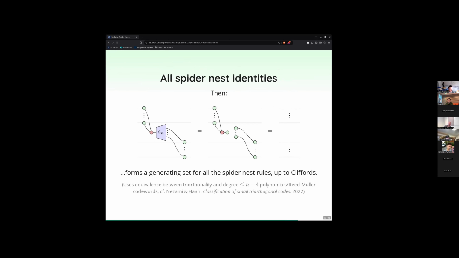This is where I said we use some machinery that I won't really talk about. This has to do with the fact that there's an equivalence between triorthogonality and low degree polynomials, Reed-Muller codes. So this is using some known things about the structure of triorthogonal matrices and the fact that these things correspond to low degree polynomials in a certain sense. But I'll maybe jump over that and say a bit about transversal gates.